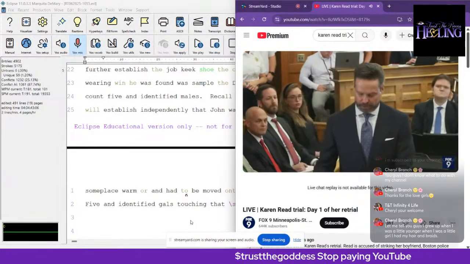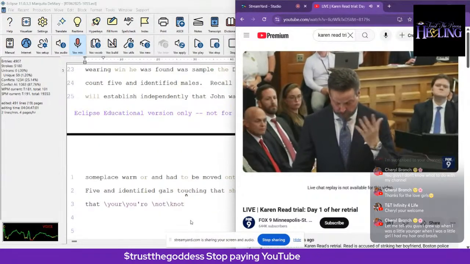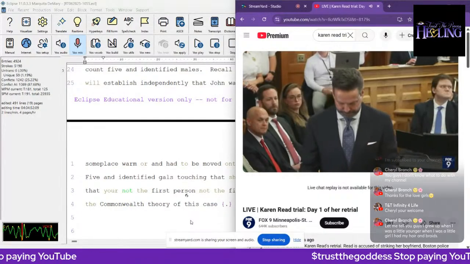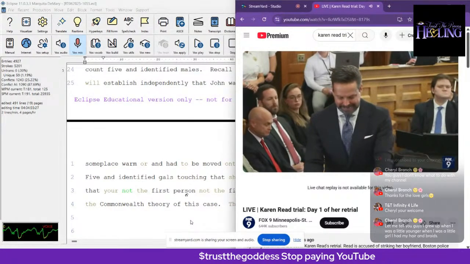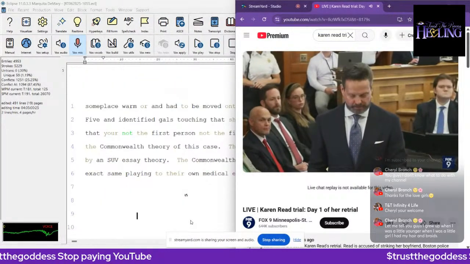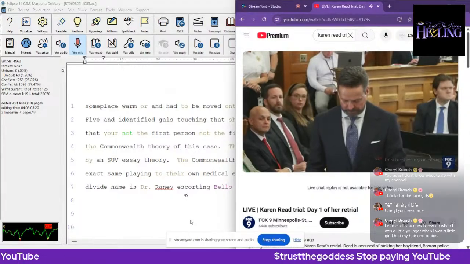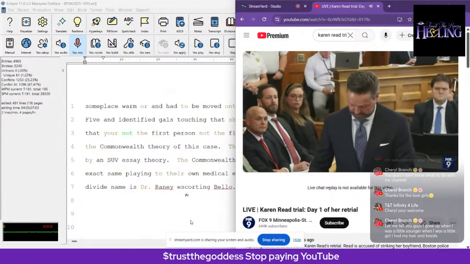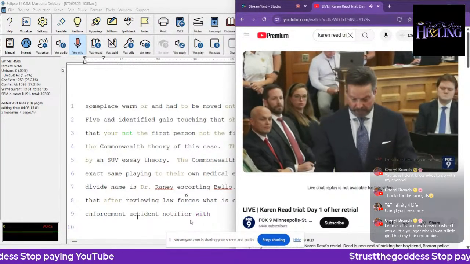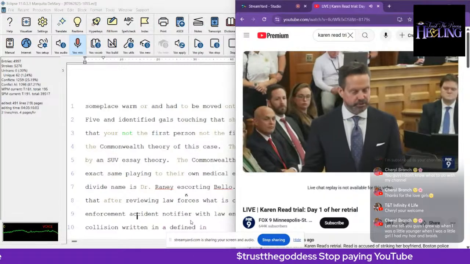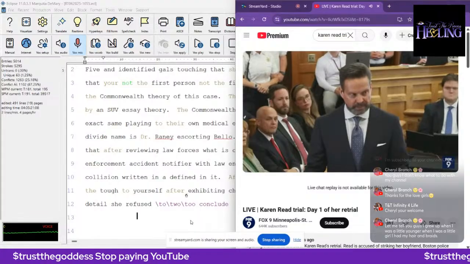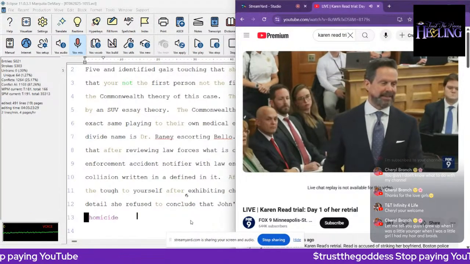You'll also learn that you are not the first to hear about the Commonwealth's theory of this case, that John was hit by an SUV. That's their theory. The Commonwealth presented this exact same claim to their own medical examiner, a woman by the name of Dr. Irini Scordi-Bello. And you'll learn that after reviewing what's called a law enforcement accident notifier, with law enforcement's theory of the collision written in it, after conducting the autopsy herself, after examining John's injuries in detail, she refused to conclude that John's death was a homicide based on the Commonwealth's presentation and their theory.